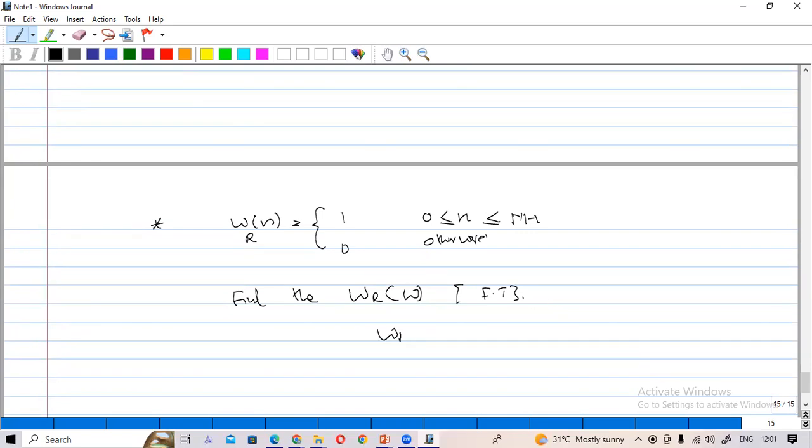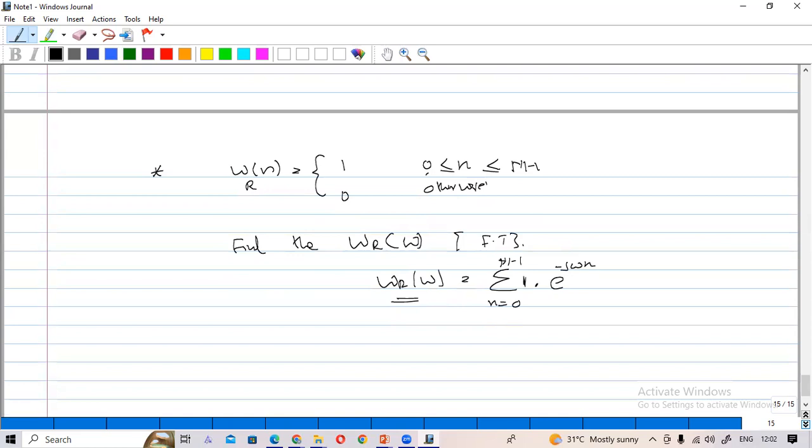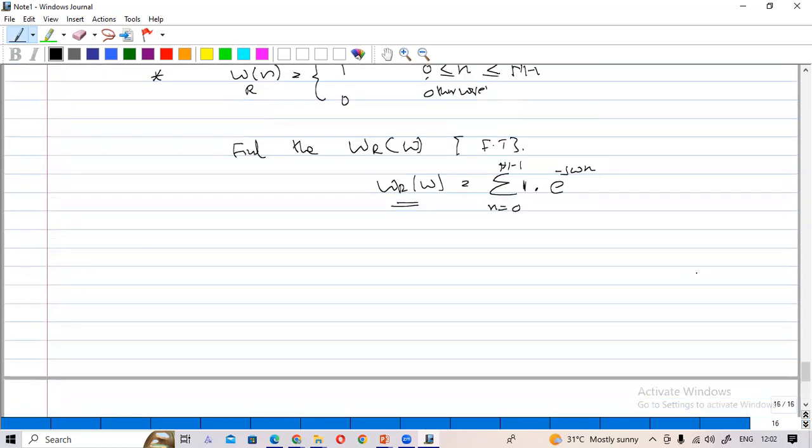You can get W_R(ω) by summing over n from minus infinity to plus infinity. In this case it is 0 to M minus 1, where w(n) is equal to 1 at this time. So 1 times e^{-jωn}, with n from 0 to M minus 1. Try to find this W_R(ω). If I find it, it is very easy, not much difficult.